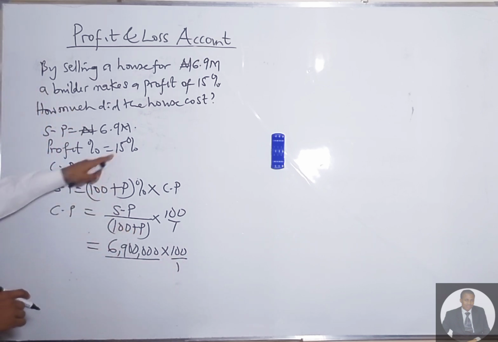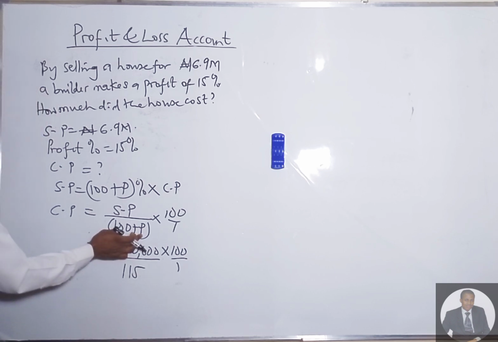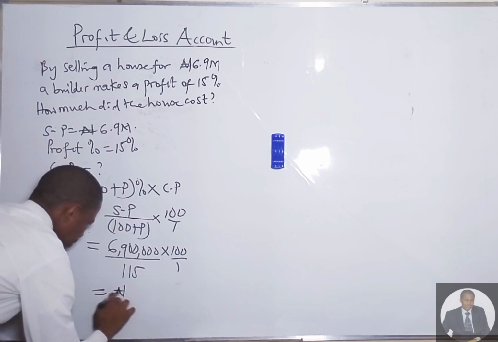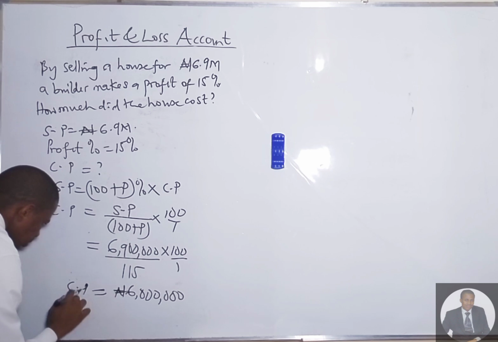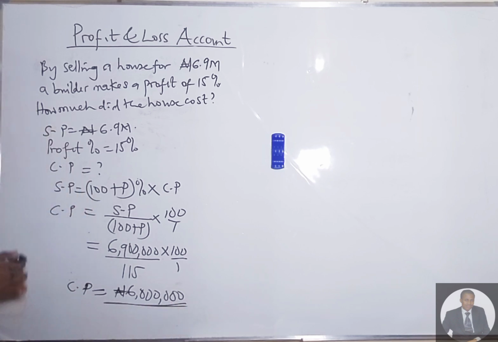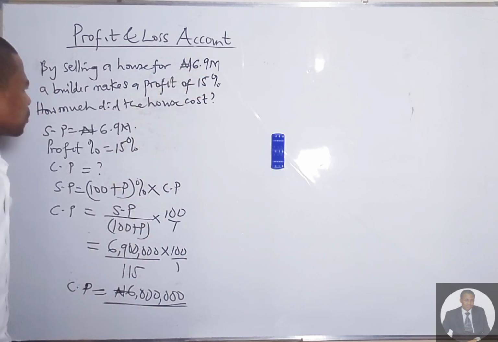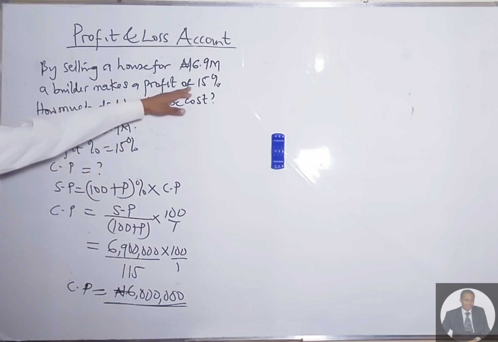The profit here is 15. So it will be 115. 15 plus 100 is 115. So our answer here will be 6 million. So the cost price here will be 6 million. So the house cost 6 million and it was sold for 6.9 million. So the profit will be 900,000 naira, while the profit percent is 15%.